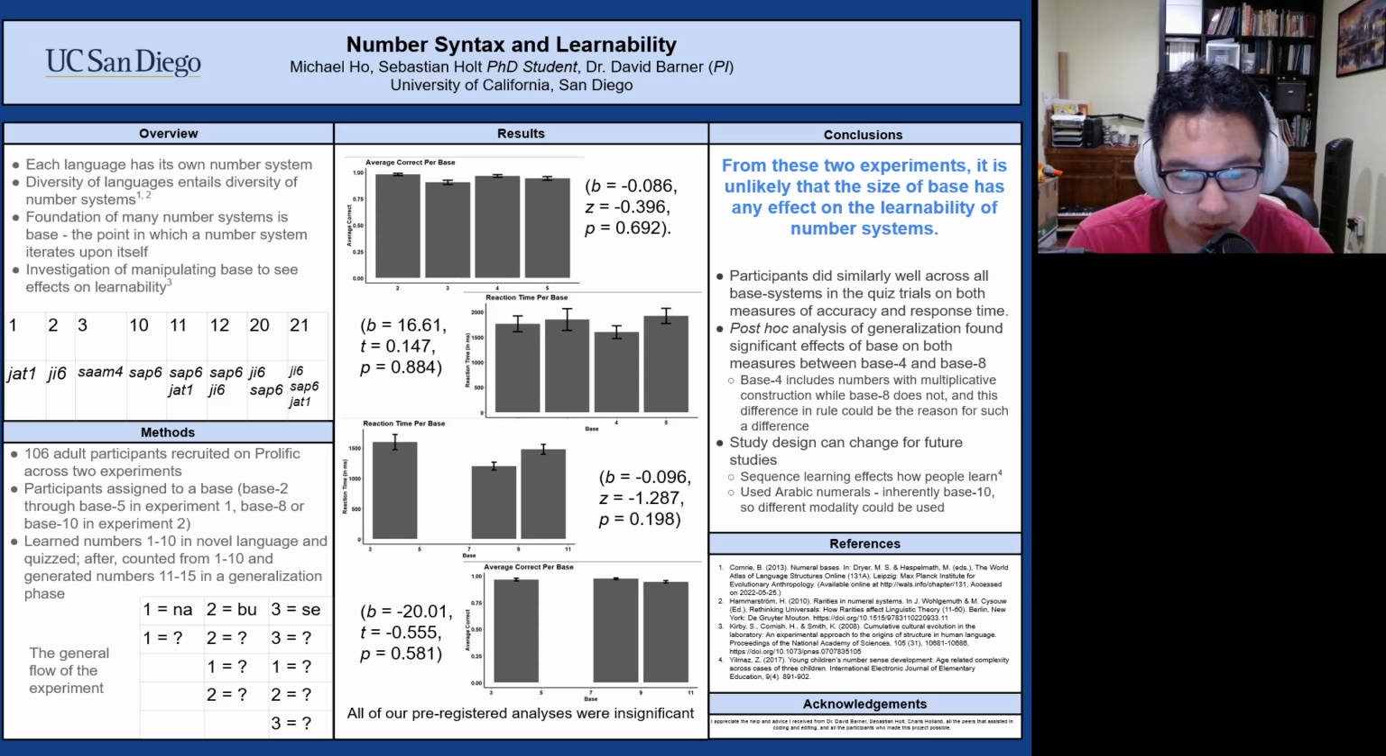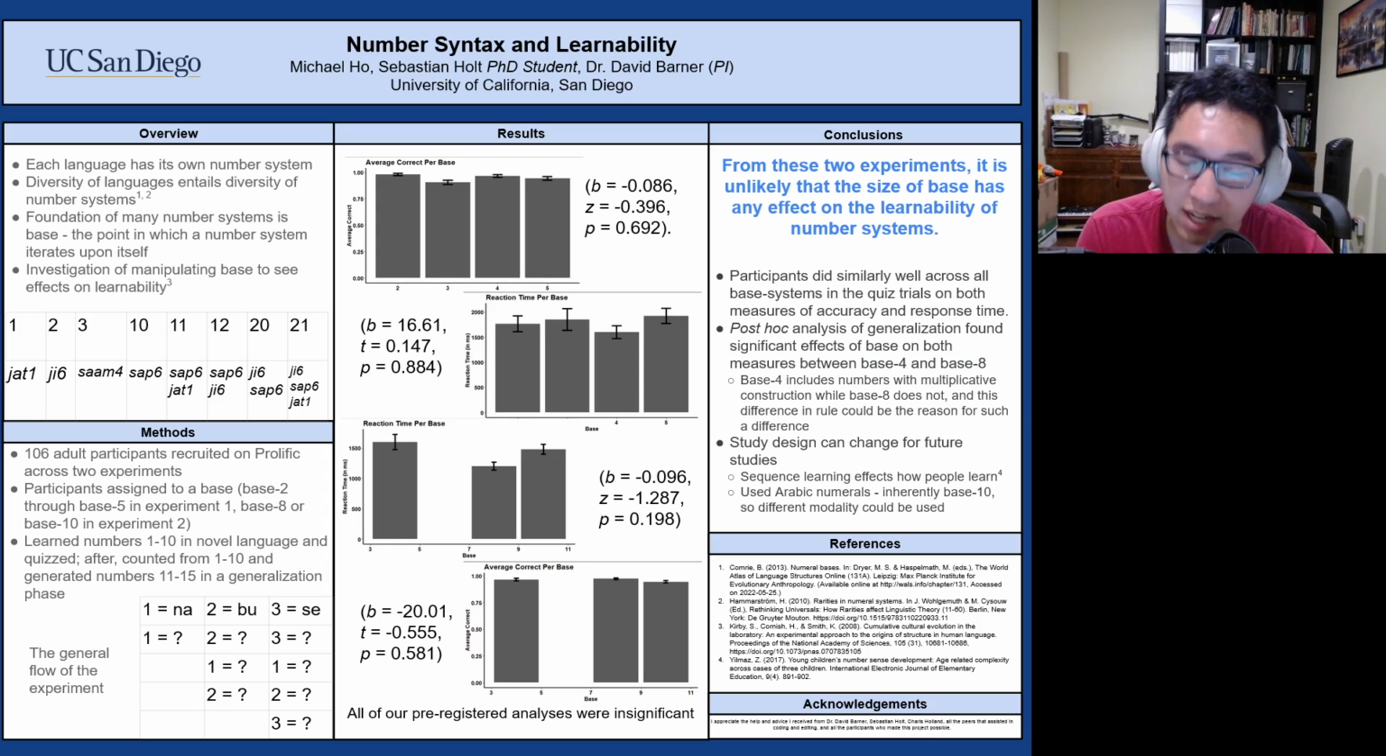Running a generalized linear mixed effects model to analyze the accuracy and a linear mixed effects model to analyze response time, none of our results were significant, unfortunately, but interestingly, in our generalization trial, our post hoc analyses showed a significant effect of both of our measures between base 4 and 8. These results contrast with the developmental literature, which did find correlative effects, as no significant effect was found from our testing using a novel number system.